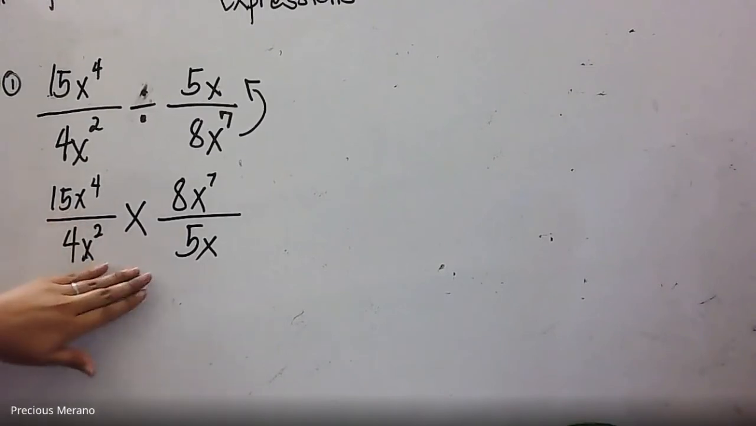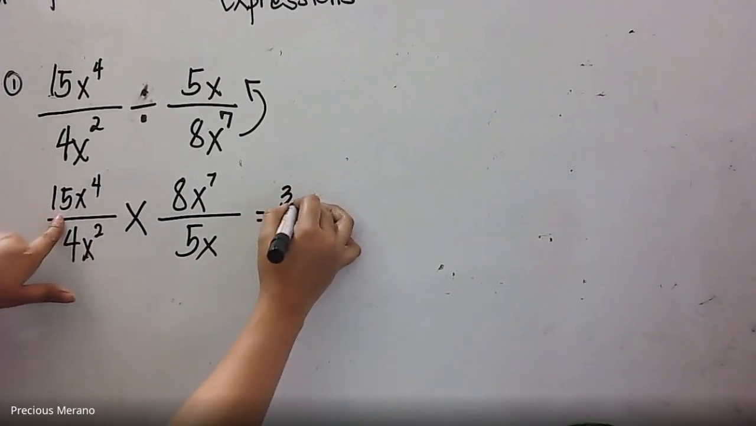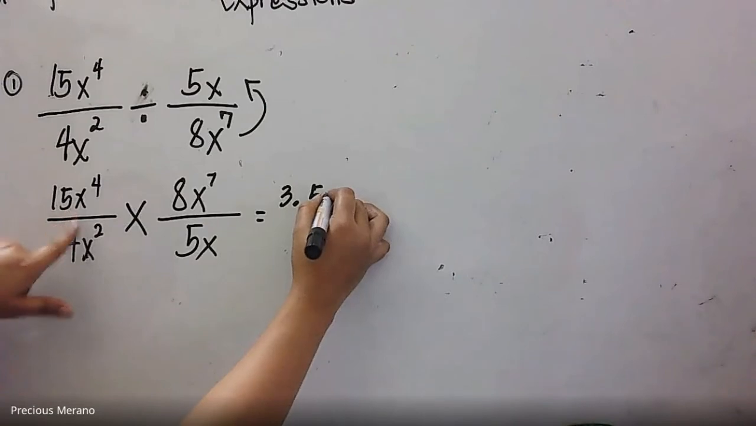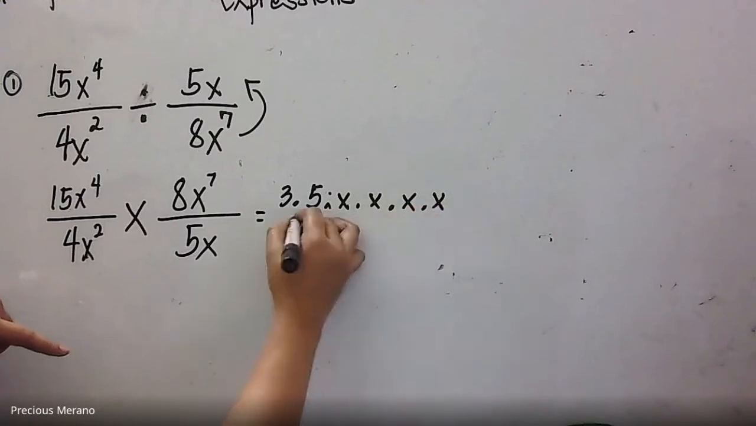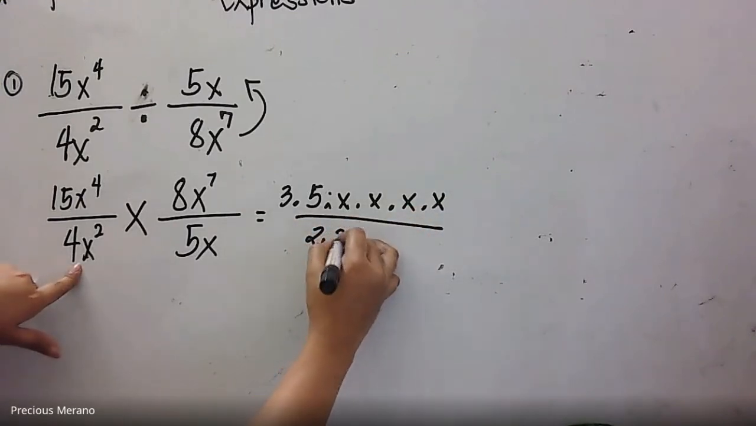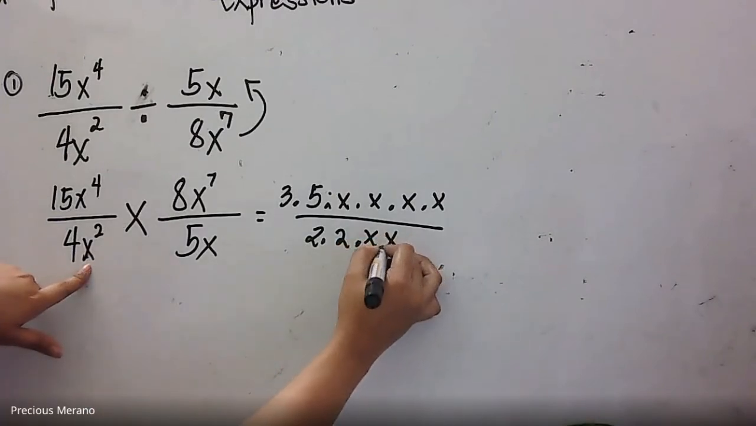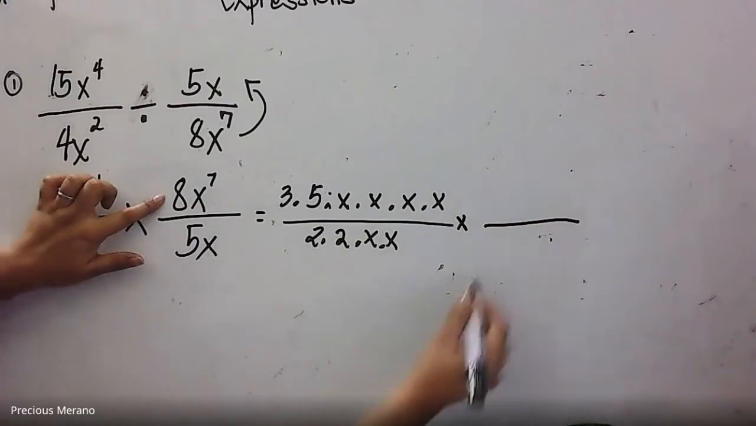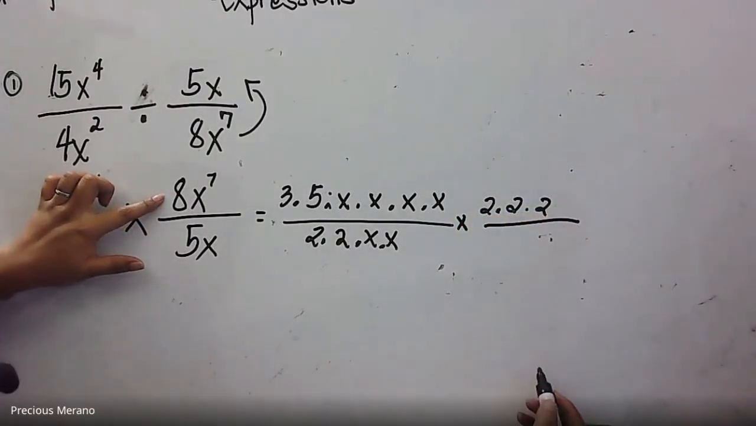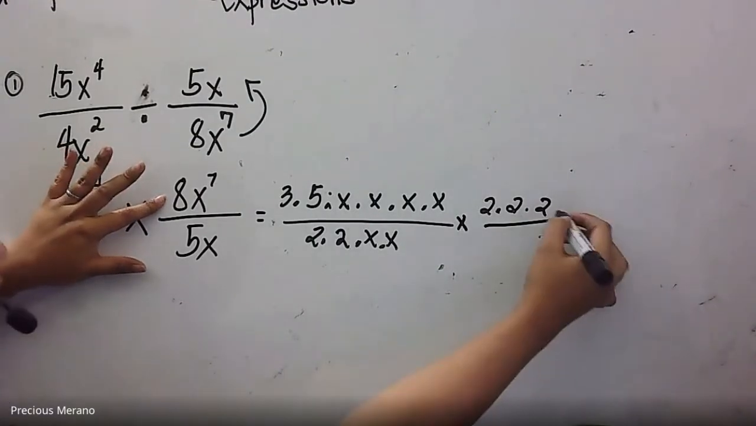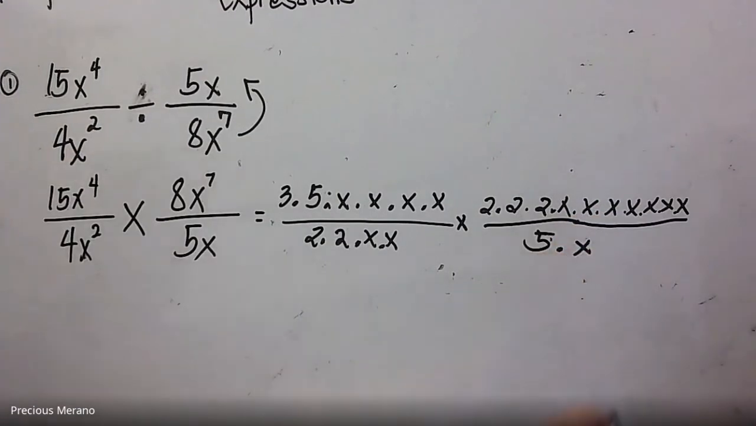So, again, since monomial by monomial lang to, factor natin lahat. So, si 15 can be factored as 3 times 5. And then, 4 na x over 2 times 2. And then, 2 x. Multiplied by, si 8x, prime factorization na 8x is 2 times 2 times 2. And then, 7 na x. So, 5 times x.